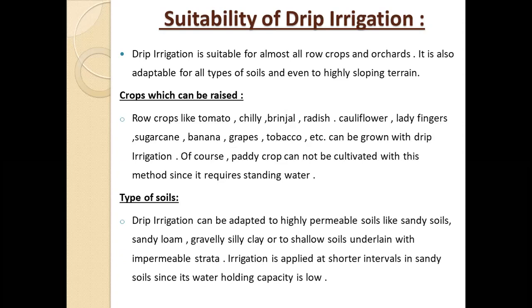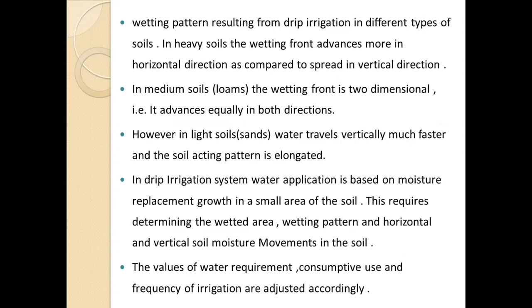Types of soil in drip irrigation can be adapted to highly permeable soils like sandy soils, sandy loam, gravelly, silty clay, or the shallow soils underlain with impermeable strata. Irrigation is applied at shorter intervals in sandy soil since its water holding capacity is low.